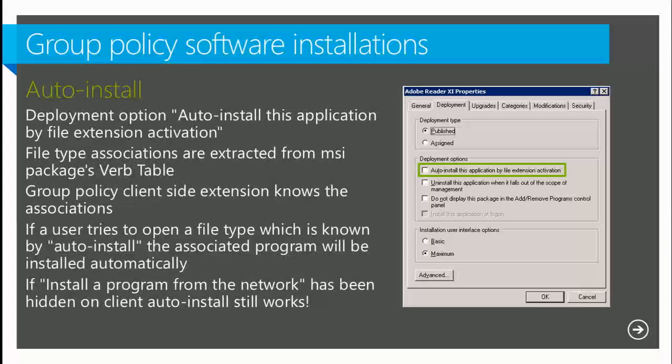Auto install is a technology which is inside the group policy software installations. If the option to auto-install this application by file extension activation is selected, the file type associations will be extracted from the MSI package, and if a user double clicks a file whose extension matches, the program will be installed automatically.